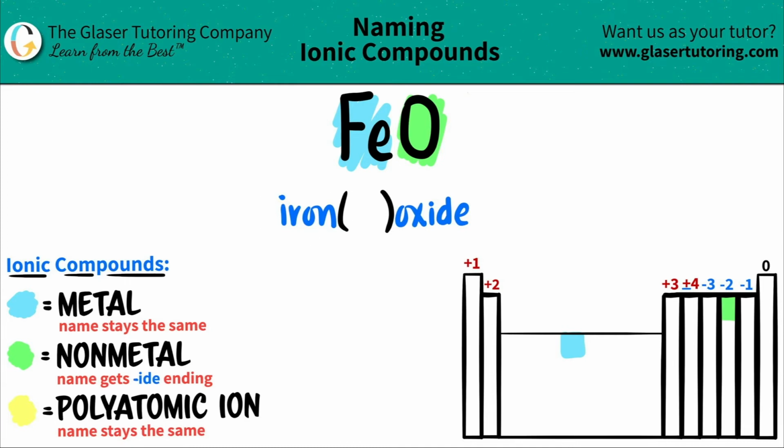Well, how are we going to find that? It's pretty simple. All we're going to do is take the subscripts of the two elements, crisscross them up, and see what the charges are. I have one iron and I have one oxygen. This one tells me that oxygen was a -1, right? Nonmetals gain electrons. And this one crisscrosses up, telling me that iron was a +1. Metals lose electrons.